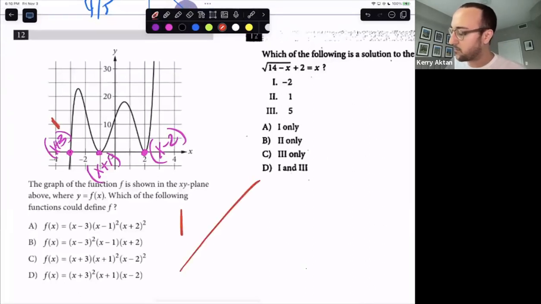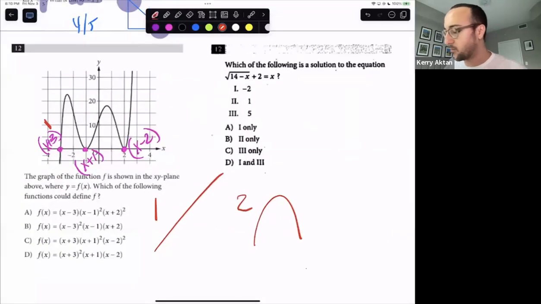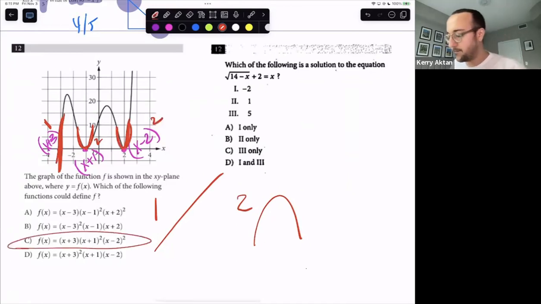Multiplicity of 1 goes straight through. Multiplicity of 2 bounces off. And a multiplicity of 3 squiggles through, but that's not important. This is straight through. This is a bounce, so that'll be squared. This is a bounce, so that'll be squared. That's a bouncy boy. What's the answer? Good job. Really impressive, Derek.